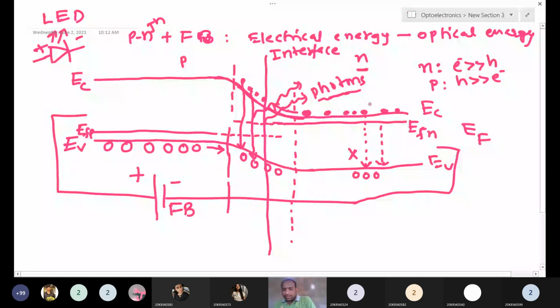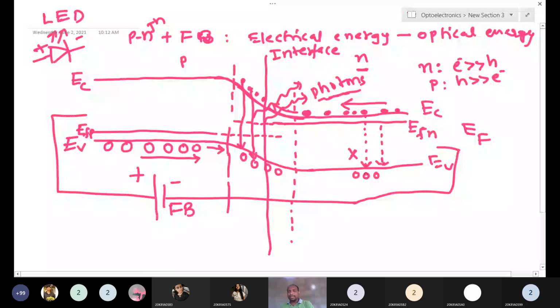What I said here: suppose you take only an n-type semiconductor. I will draw it for understanding. Here we have an n-type semiconductor, like what we drew in the band diagram. Here free electrons are there. In the valence band, a very small number of free holes are there, because in n-type the electron density is much greater than the hole density. Electrons are the majority and holes are the minority carriers.